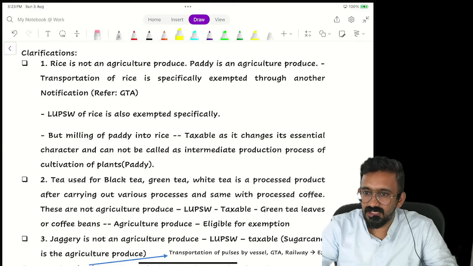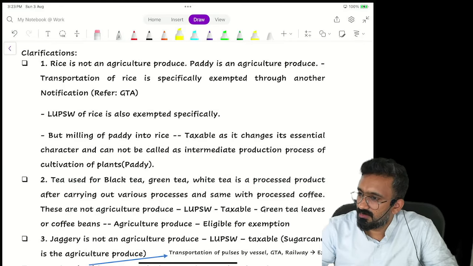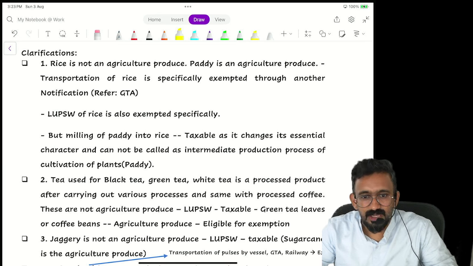Paddy is getting milled into rice. So there is some process. That's not the first product of the farmer. So if I'm helping the farmers, I should give exemption only to paddy, not to rice. But rice is very important for us. They have given some exemption otherwise for rice also.